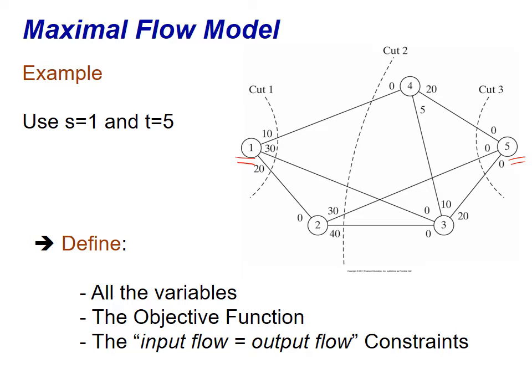So we will define the decision variables. We will define the objective function. We will write the flow balance constraints. By the way, there is another constraint that we need to consider. So what is this value over here? It is the capacity of arc 1,4. Okay, this is the capacity.